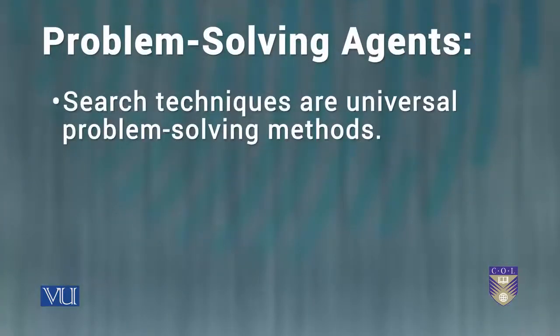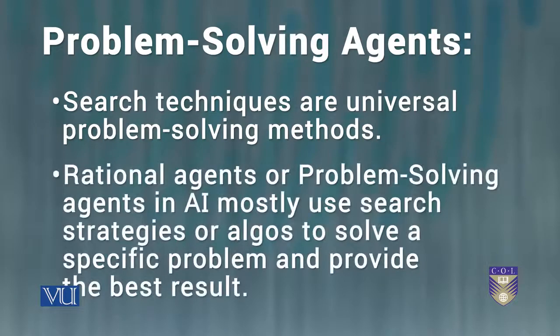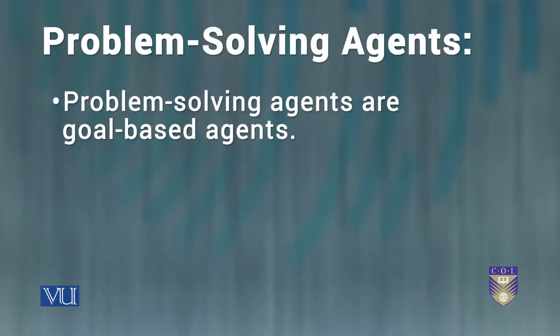So problem solving, as I said, is just like agents. Agents, discussed elsewhere in another video, are what we're trying to replicate. So search techniques, mentioned already, and which we're going to discuss further, are universal problem solving methods, and rational agents or problem solving agents in AI mostly use these search strategies or algorithms to solve a specific problem and provide a solution. Problem solving agents in AI are goal-based agents. Goal-based, they're trying to find a solution, want to get to the solution, which is your goal.